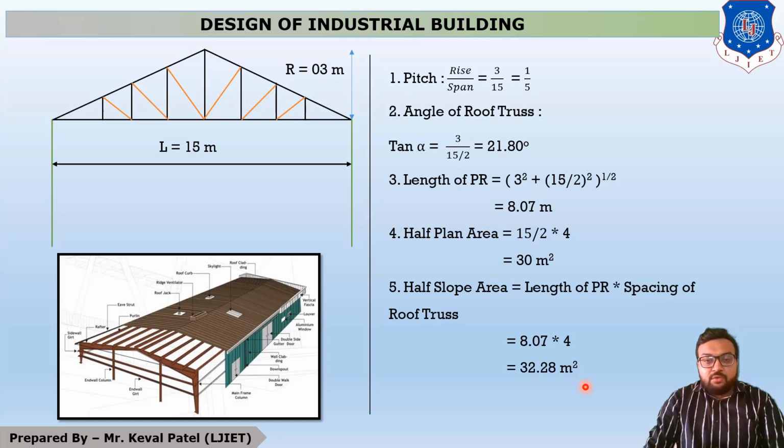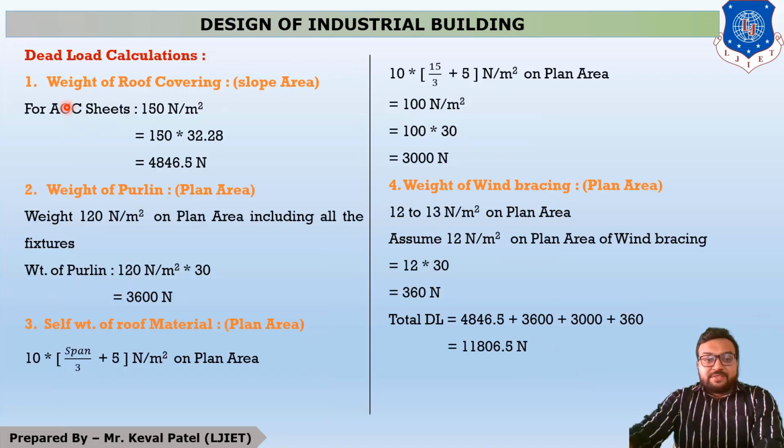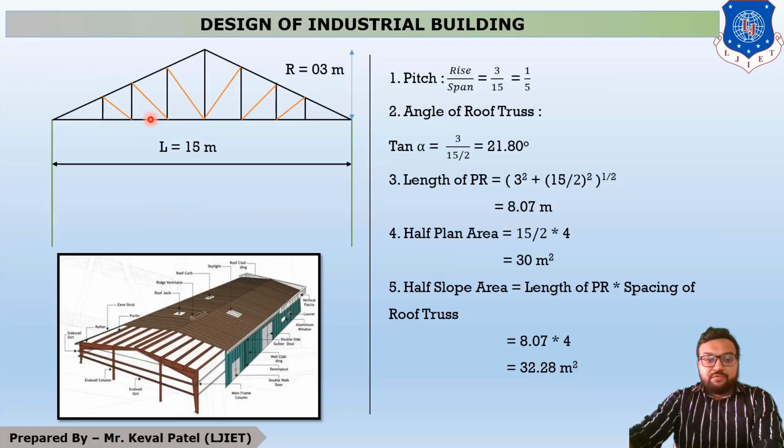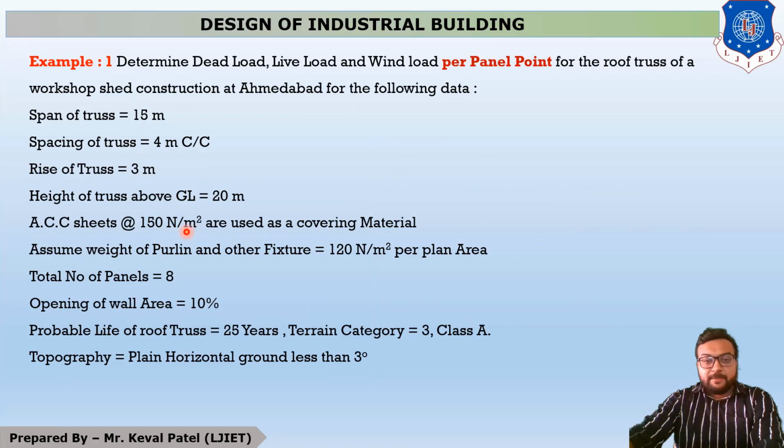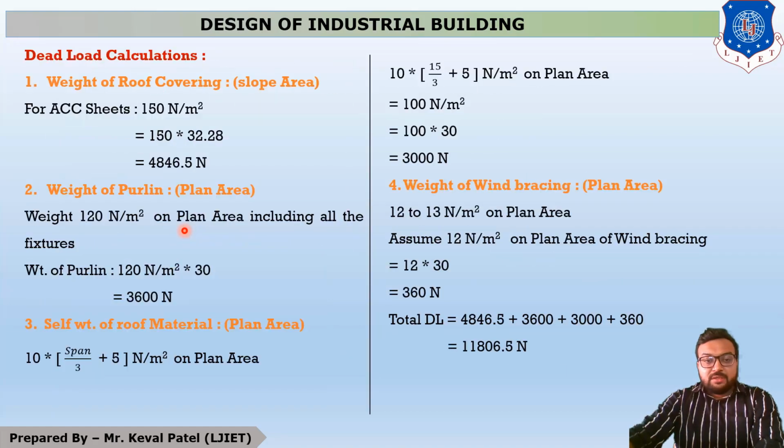Now we have to find out the dead load, and in dead load, as discussed in the last lecture, there are four loads. First one is the self-weight of roofing material, second is the self-weight of purlin, third one is the self-weight of roof truss, and at last it is the self-weight of wind bracing. Okay, so in the question it is clearly given that we have to assume that the self-weight of roofing material is 150 newton per meter square, and this is considered for the slope area.